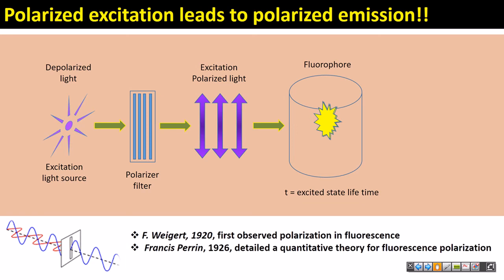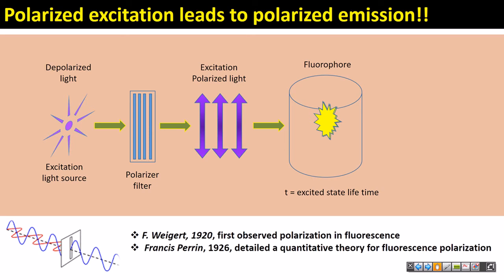A fluorophore has a very beautiful property. If you excite a fluorophore molecule with a polarized plane of light, it will emit back the same plane of light. The emission will also be polarized. To understand this, first try to understand what polarized light is. In nature, light is present in a depolarized form. Light is an electromagnetic wave, so it has electric and magnetic waves which oscillate perpendicular to the direction of its travel.